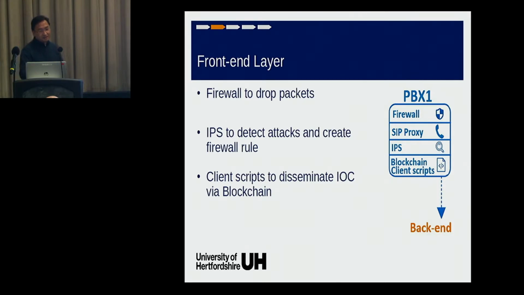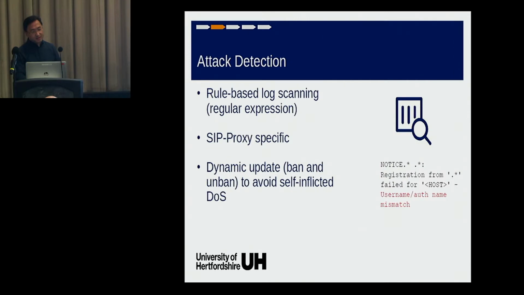So this is the front end layer, the firewall. It is used to drop packets, and the IPS to detect attacks and create firewall rules automatically, right? And then the client scripts to disseminate the IOC, indicator of attackers, via blockchain. So this is the attack detection.